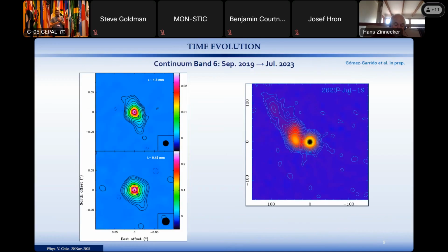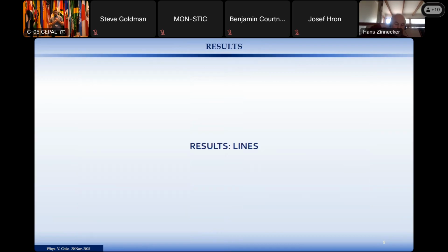But if we observe a few years later, because these observations were performed in September 2019, we can separate both components, and this shows how the system is evolving in time. This is the AGB star, and this is the jet emerging from the white dwarf. But this is work in progress, okay?